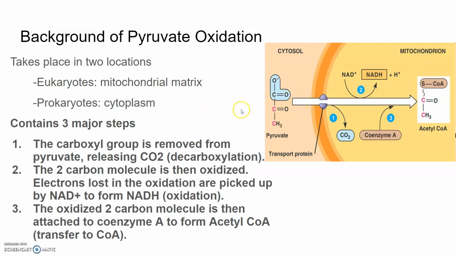The first step is a carboxyl group removed from pyruvate, which releases carbon dioxide. The second step is the 2-carbon molecule then loses electrons through oxidation, and the electrons are picked up by NAD+ to form NADH. And in the third and final step, the oxidized 2-carbon molecule is attached to coenzyme A to form acetyl-CoA. And once this is achieved, the acetyl-CoA can carry the acetyl group to the Krebs cycle.